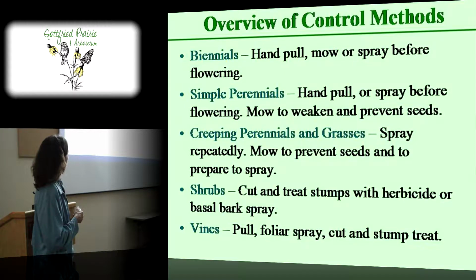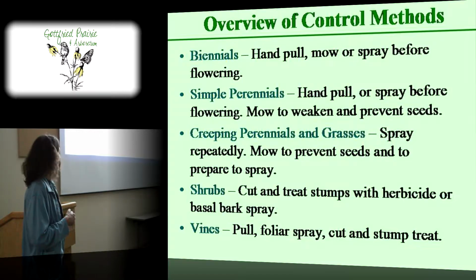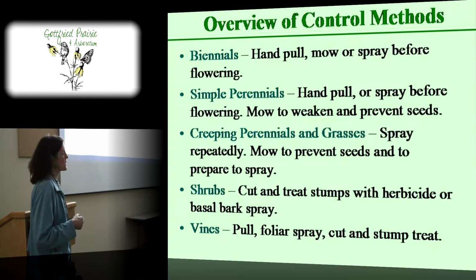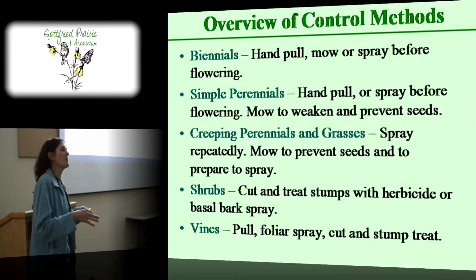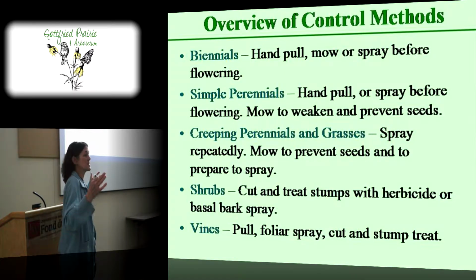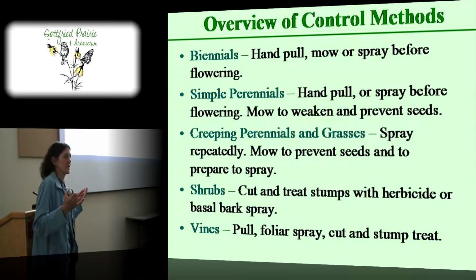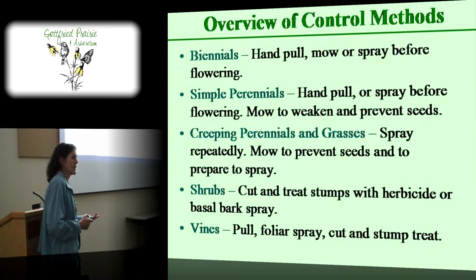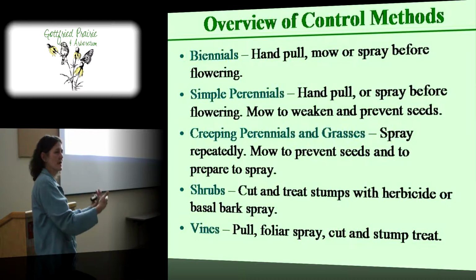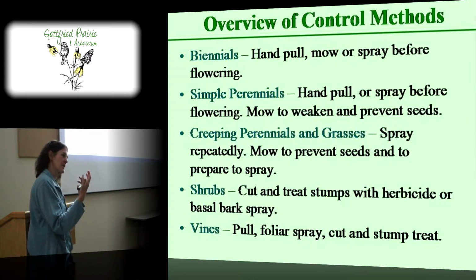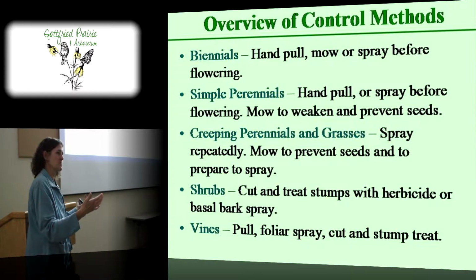Perennials, again, all of those things, but also you can spray again before flowering. And the creeping perennials, ones with a really big root system, you can mow to prevent seeds. So things like Phragmites, you can mow to prevent the seeds, and it'll actually knock down the population enough so you don't have to spray such a large area. So Japanese knotweed, for example, gets 12, 14 feet high. And you don't want to have to go in there and spray something that's that high. It's a whole lot easier if you can go in there, mow at the end of the summer, and let it grow back up again, and then spray the smaller resprouts that are coming back up.